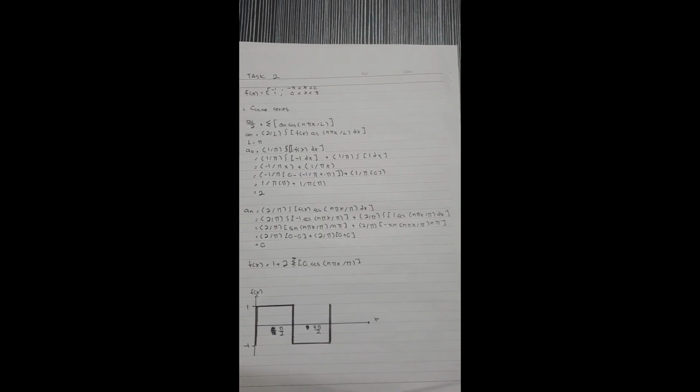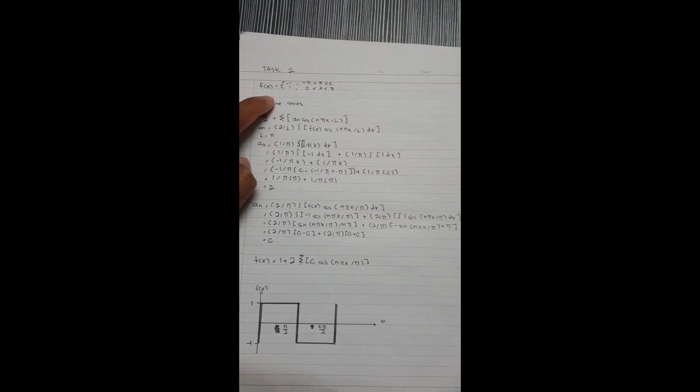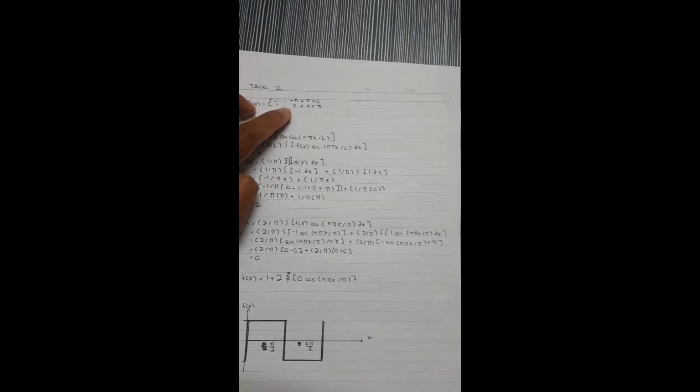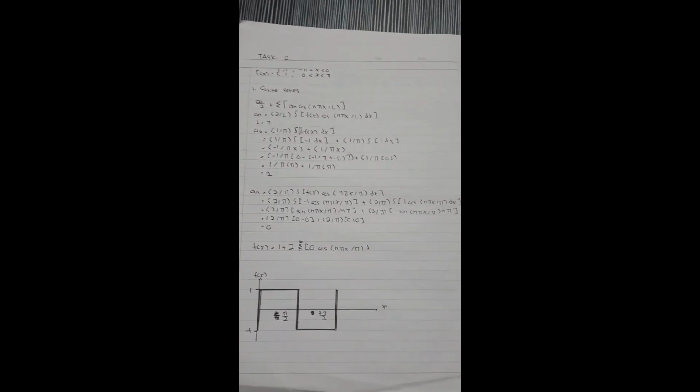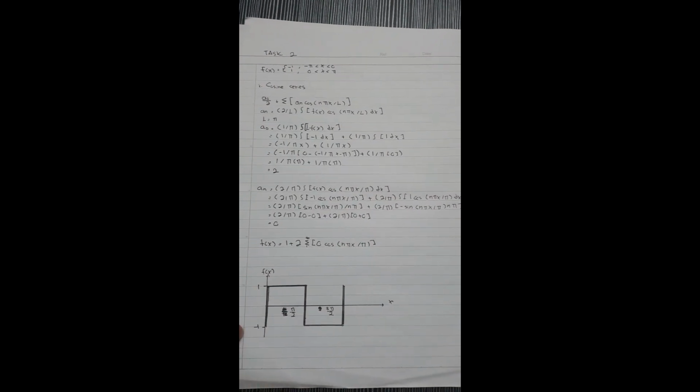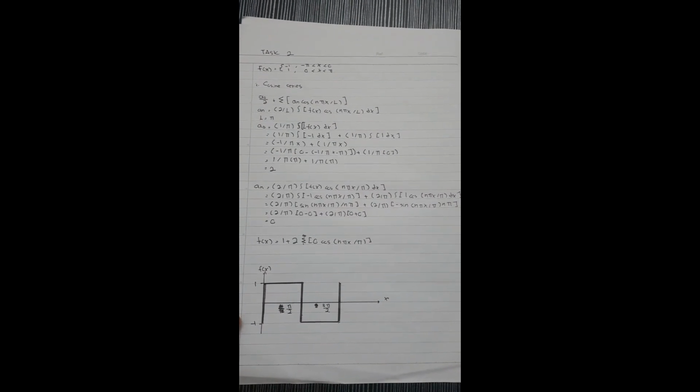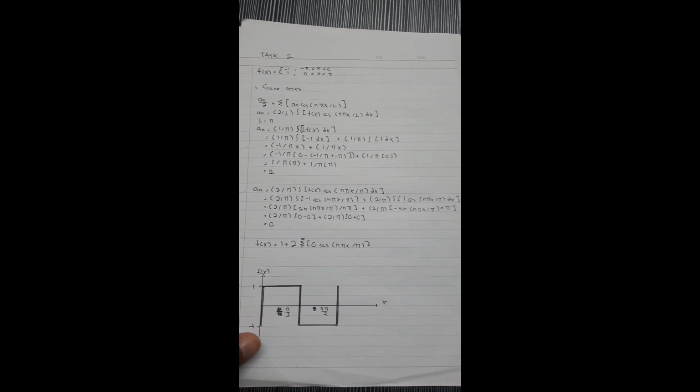For task 2, I choose this equation, which is f(x) equal to negative 1 and 1, with the range negative pi to 0 and 0 to pi. Let's start by visualizing the square wave function. So, imagine a waveform that alternates between negative 1 and 1 within the interval from negative pi to pi.